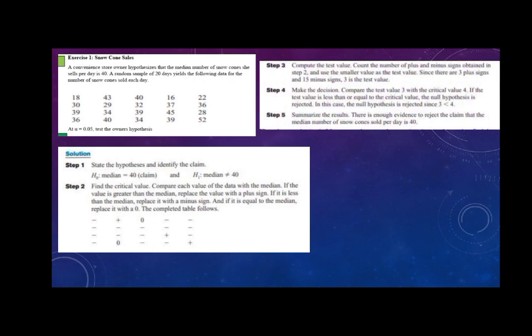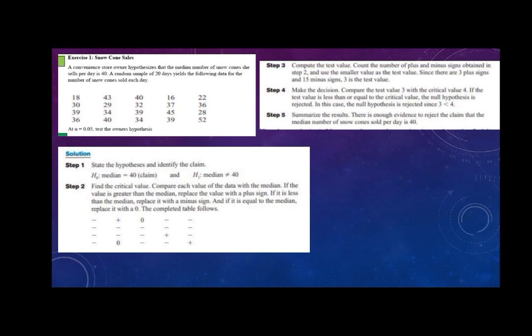In step 3, compute the test value. Count the number of plus and minus signs obtained in step 2. So from step 2, we have 15 minus signs and 3 plus signs. Therefore, our test value is 3.